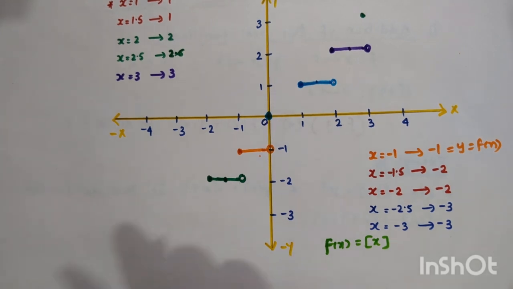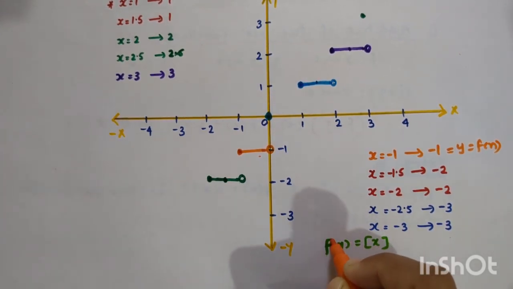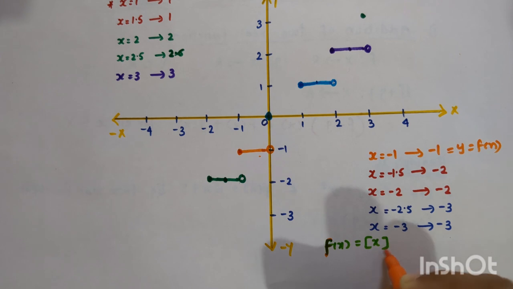So in this video, we have discussed the greatest integer function, which is defined as f of x equal to x within the square bracket. I hope it is clear to you. Thank you.